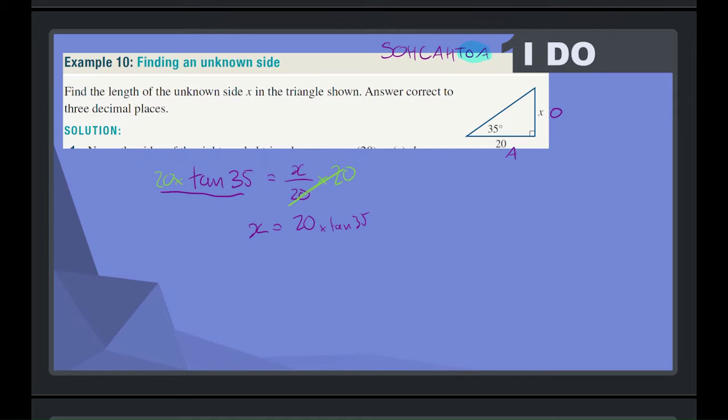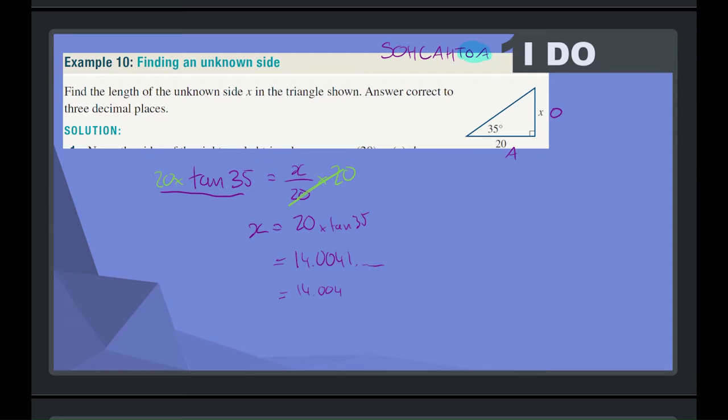Now, because tan 35 is just a number that our calculator will tell us, we can just go ahead and put this straight into our calculator. 20 times tan 35. And that comes to 14.0041... We're asked to answer to 3 decimal places, so there we have it. That's the answer.